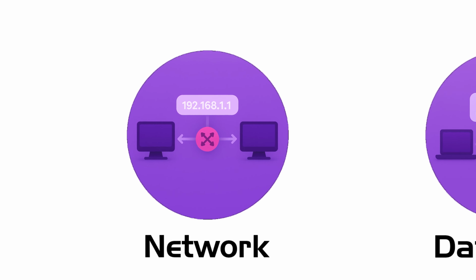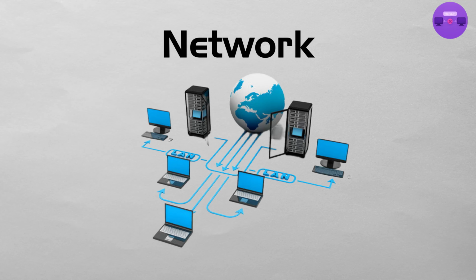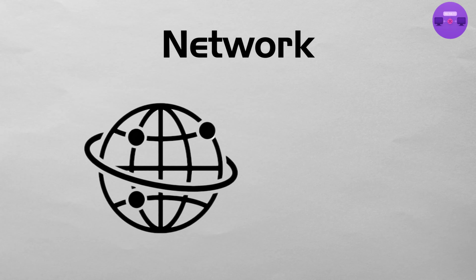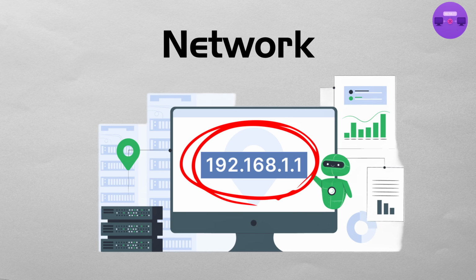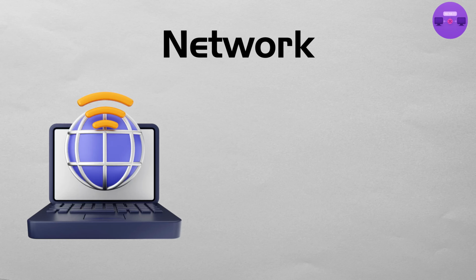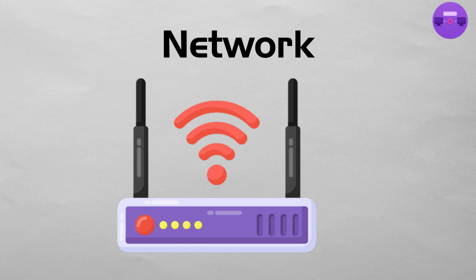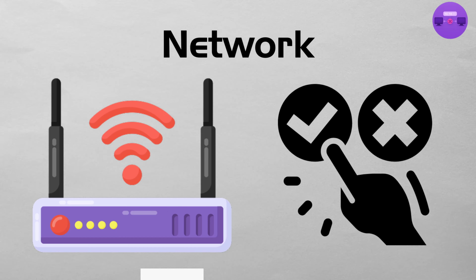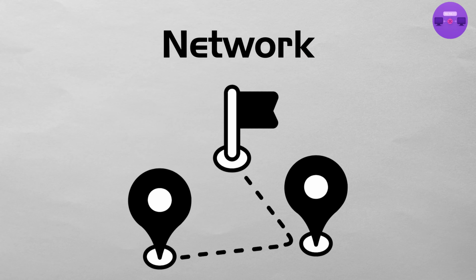The network layer. This layer is the network's traffic controller, or GPS. Its job is to move data packets across different networks, a process known as routing. The network layer uses logical addressing, which we know as IP addresses, to determine the best path for the data to travel from the source computer to the destination computer. Routers operate at this layer, making decisions about where to send your data next so it can reach its final destination, even if it's on the other side of the world.